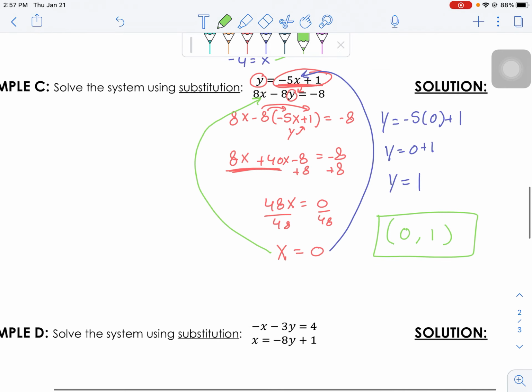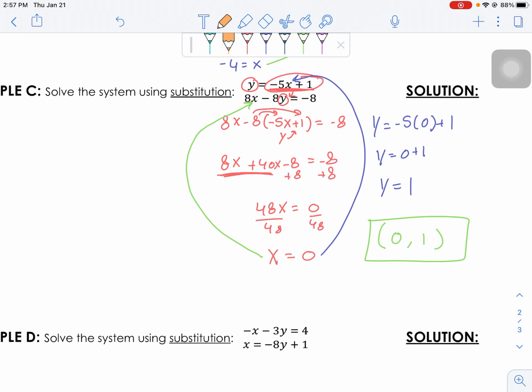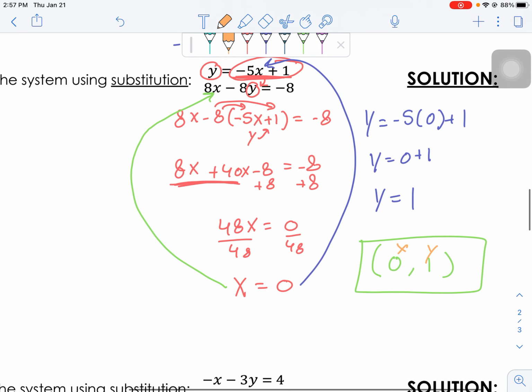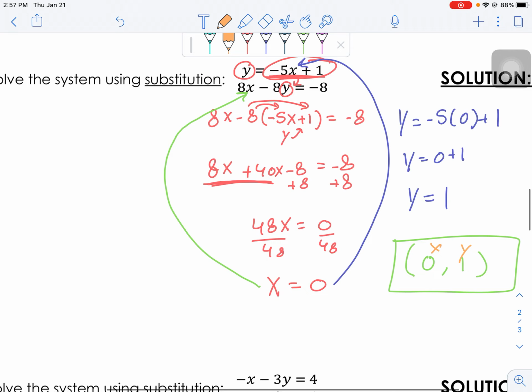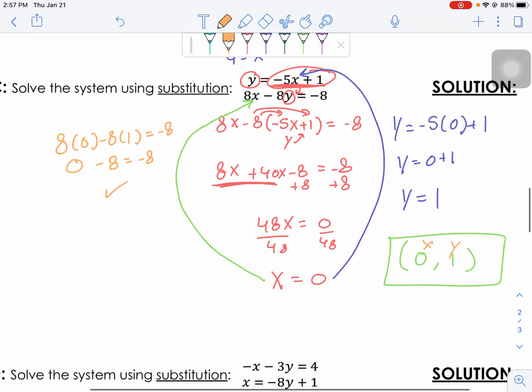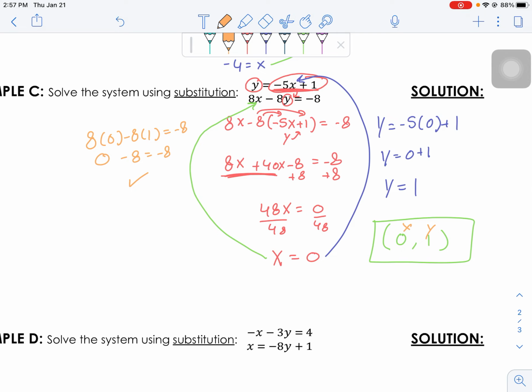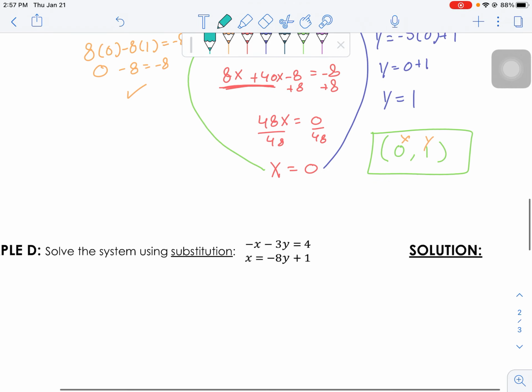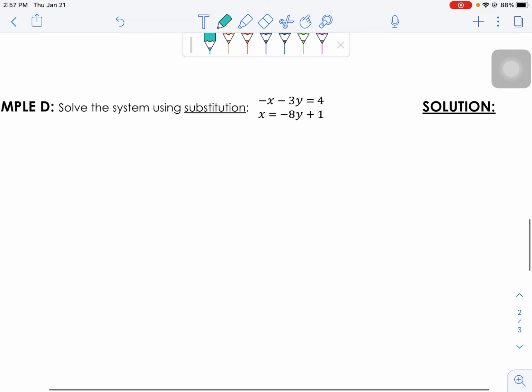And then we're done. You can always check by plugging into the second equation. Well, you should plug into the second equation because we used the first equation to solve for y. So that's 8 times 0 minus 8 times 1 is equal to -8. So that's 0 minus 8, which equals -8. So that's good. Okay, so the check is pretty quick, and it double checks to make sure you got the right answer. So I highly recommend doing that every single time you're doing one of these problems.